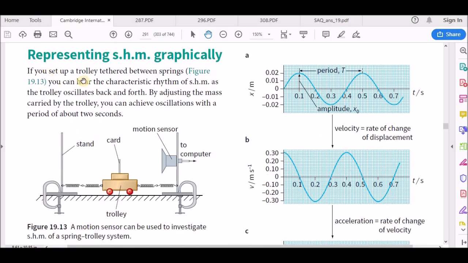Okay, so if you set up a trolley tethered between springs, you can hear the characteristic rhythm of simple harmonic motion as the trolley oscillates back and forth. By adjusting the mass carried by the trolley, you can achieve oscillation with a period of about 2 seconds.